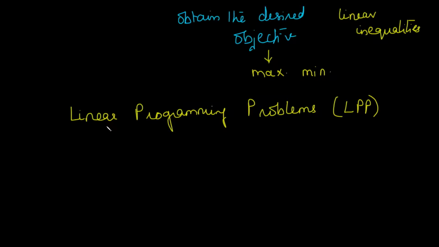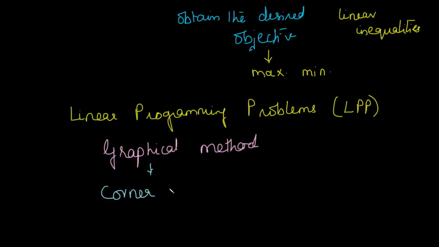Now, the method which we are going to use for solving LPPs is the graphical method. That is what we have been learning so far. So we are going to use the graphical method. And in this case, the particular name of the graphical method which we are going to use is known as the corner point method.